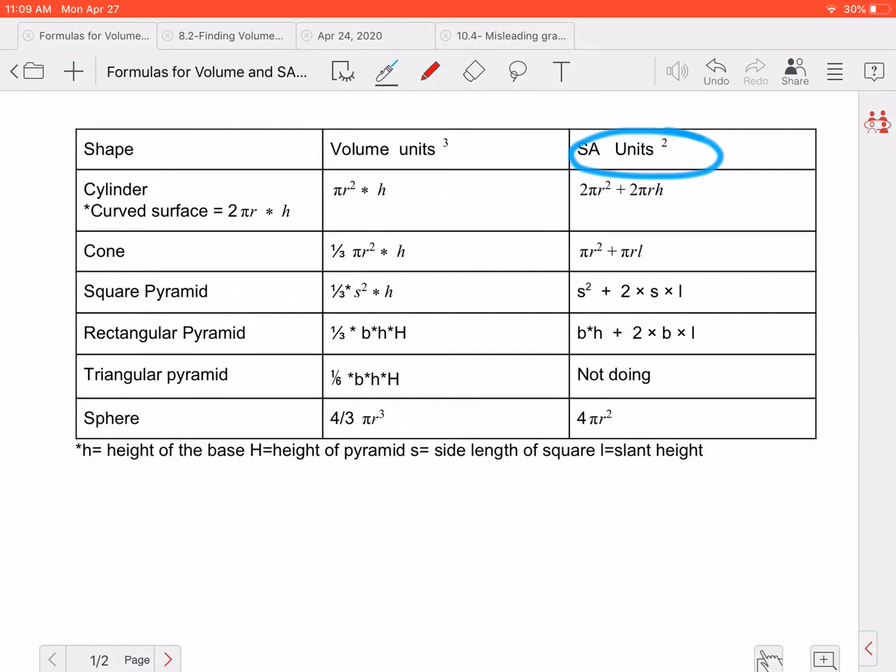This side is surface area, so the surface area formula for the cylinder is right there, and then it keeps going on. We are not doing the surface area for a triangular pyramid, so you do not have to worry about that one. Just want to point some things out here.